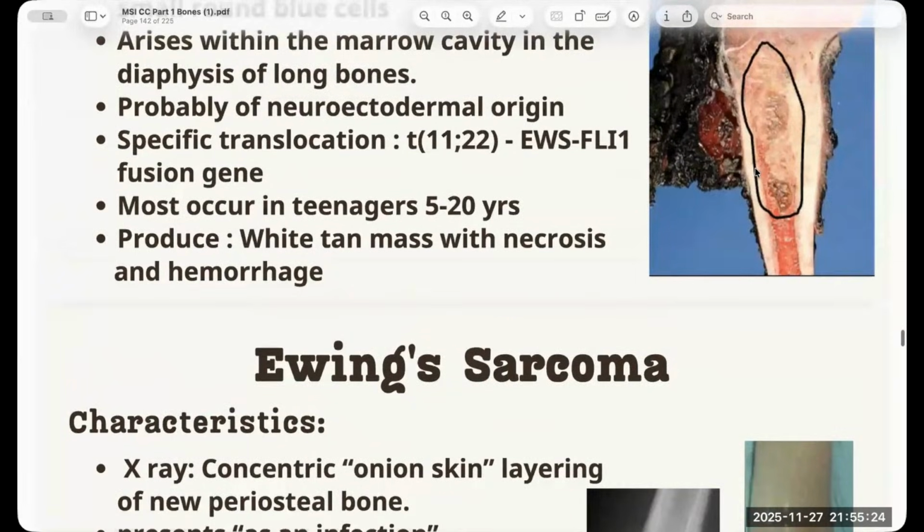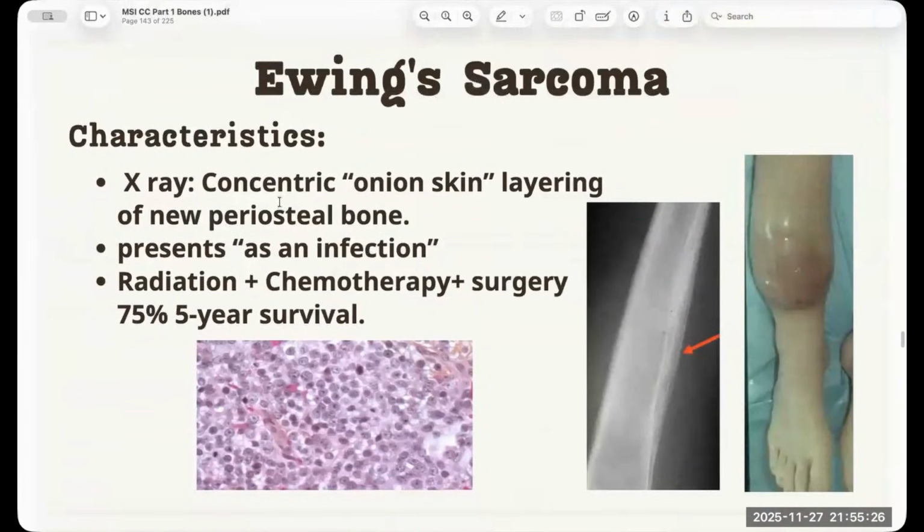White tan mass with necrosis and hemorrhage. X-ray, it will show concentric onion skin layering of the new periosteal bone. Super high yield picture. Super high yield characteristic finding, okay? Presents as an infection. Radiation, chemotherapy, and surgery are the treatment of the Ewing sarcoma with a 5-year survival rate and 75% prognosis, okay?